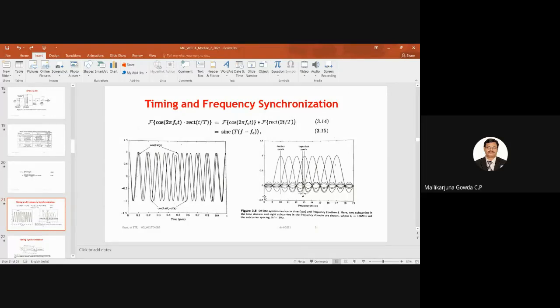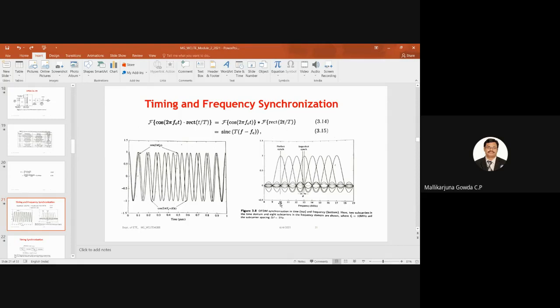In the case of timing synchronization, as I said, it will not have much impact in OFDM because of the cyclic prefix and other things. But frequency synchronization plays a significant and more stringent role here. If there is any shift in the frequency synchronization, it leads to inter-carrier interference. I hope we can see those two waveforms here. The first diagram is the time domain waveform of OFDM, and the second one is the frequency domain waveform of OFDM. You are able to understand.